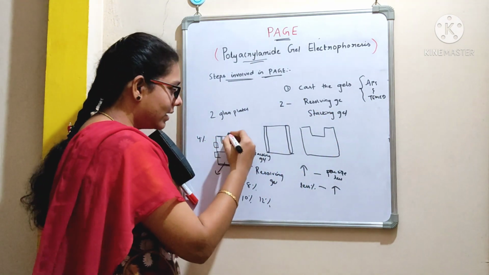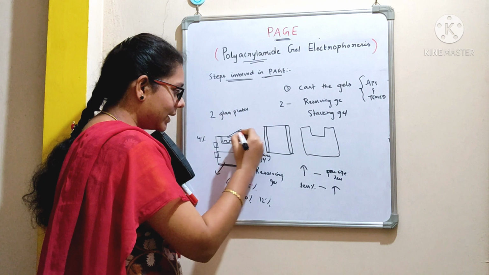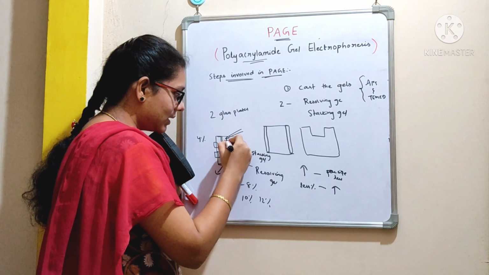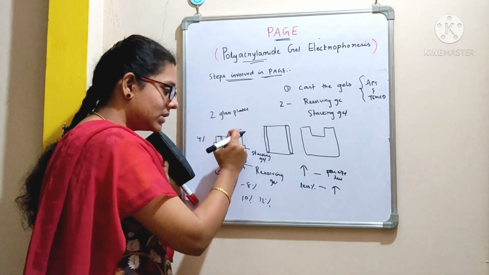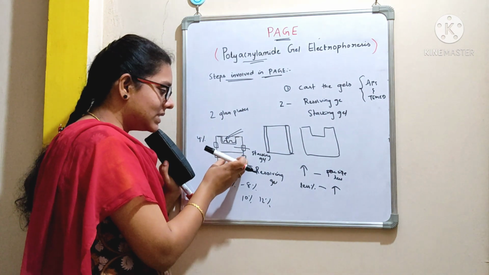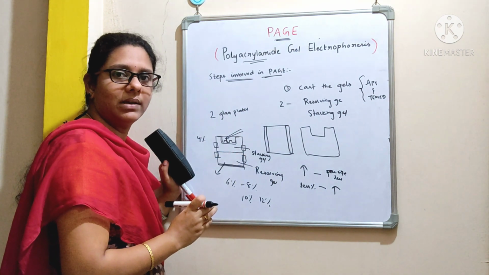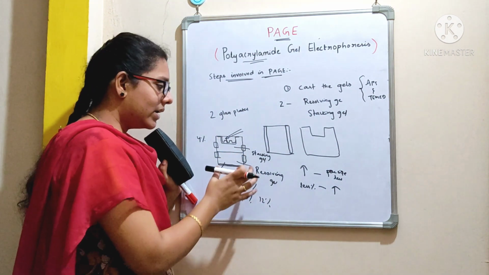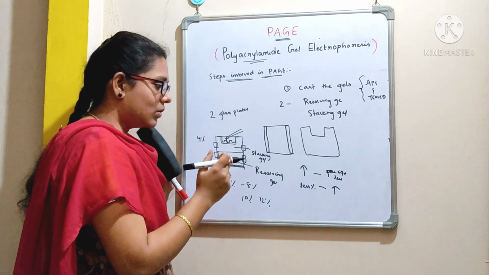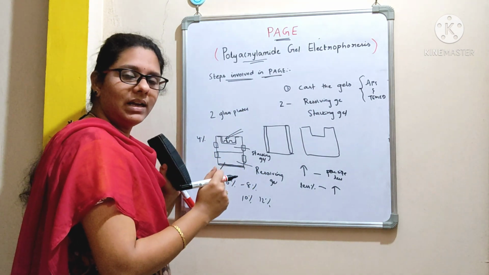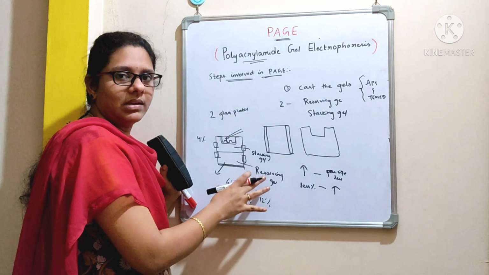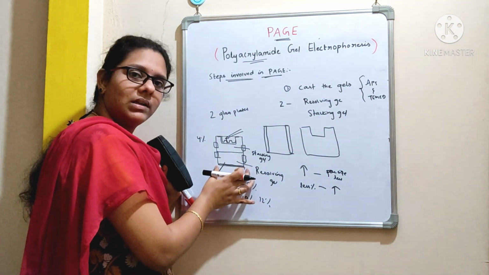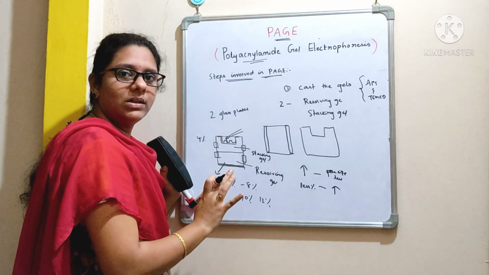So how will you add? You hold a pipette over here and the tip should be inserted here. You just drop the solution and that will settle at the bottom of the glass plates. As you have already used the paper clips, those glass plates will be held tightly and there is no problem of leakage. Once you seal the bottom, you add the resolving gel.